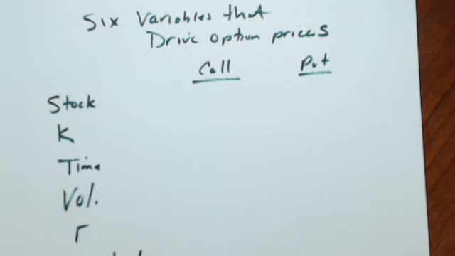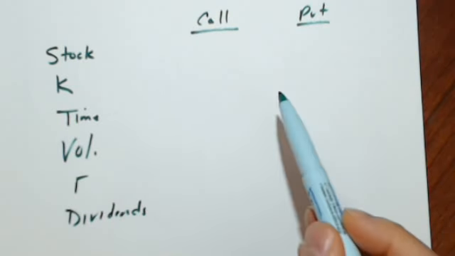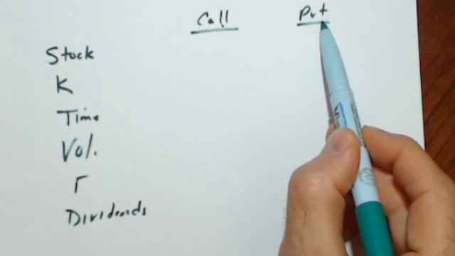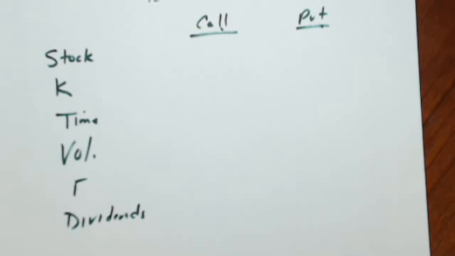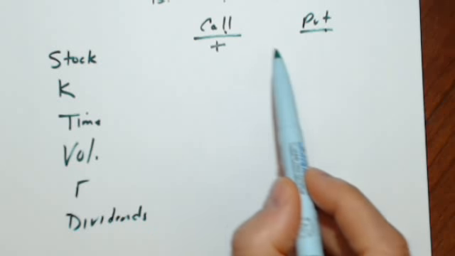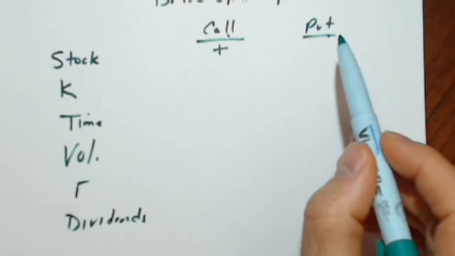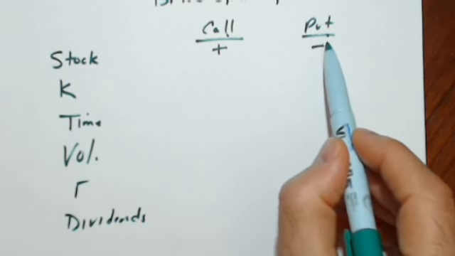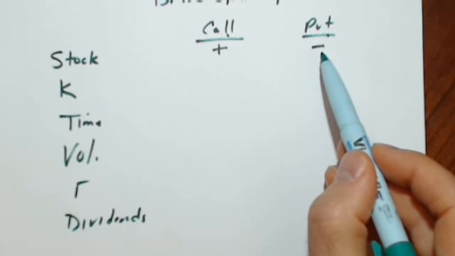And the way we're going to read this is, ask yourself what happens if one of these variables increases. What happens to the value of the call? What happens to the value of a put if one of these increases? So let's go through row by row. If the value of a stock goes up, then we know that the value of a call goes up, because calls increase in value when the stock goes up. They're bullish. But when the stock goes up, the put goes down. The put goes out of the money, and so it drops.